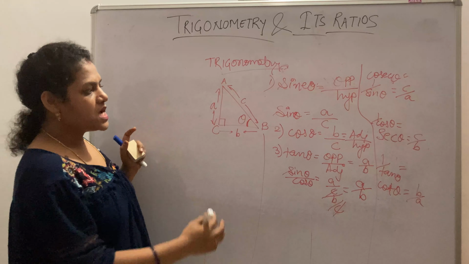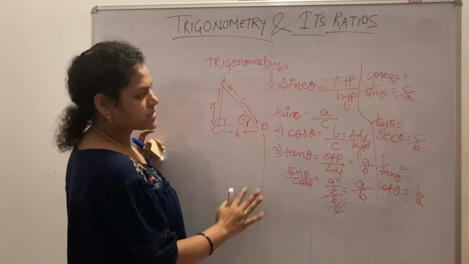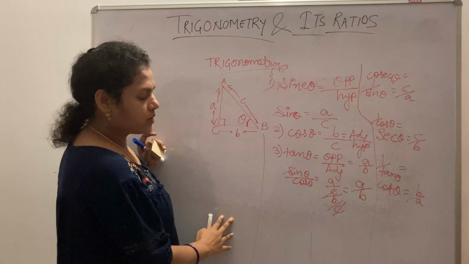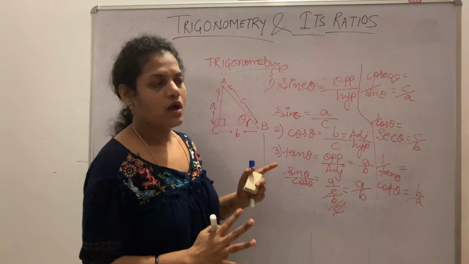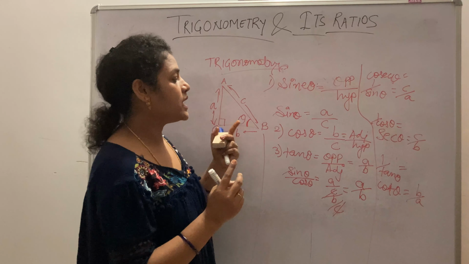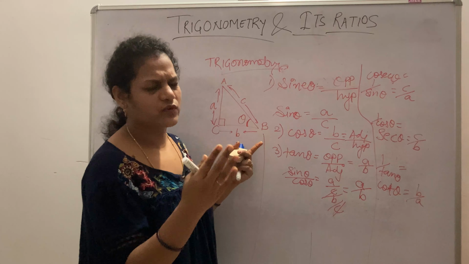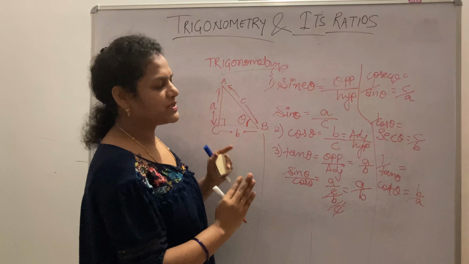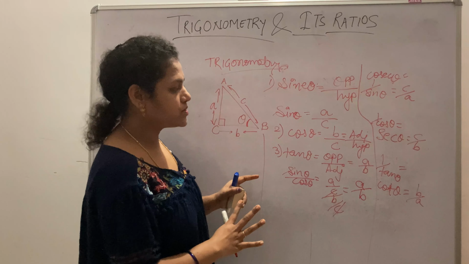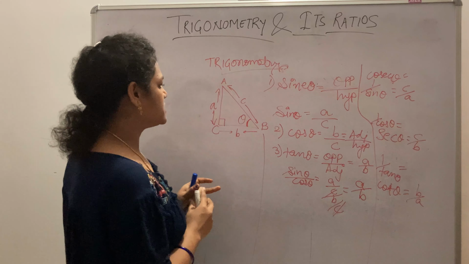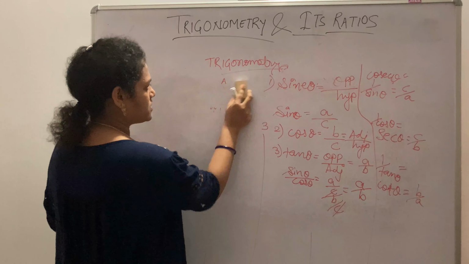Understood? So these are my 6 ratios or 6 functions, you can say. These are useful for finding your sides, and for angles also. There are some ratios also there, but for that you need to know the values like sine 30, sine 40. So this video is basically a small concept on trigonometry and its ratios. So one more example I will take. We'll see what that is.